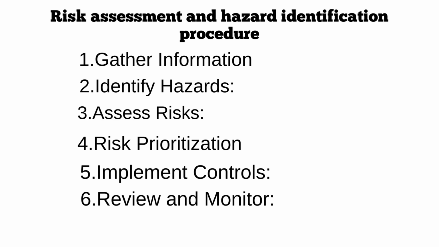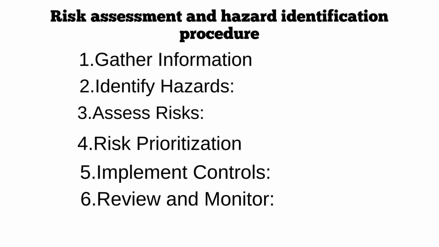As a first step, we need to gather information. Collect relevant information about the work at height activities, including nature of the work to be performed, location of work area, equipment and material to be used, environmental factors such as weather conditions, past incident reports or near miss related to similar activities should be collected in the first step, that is gathering information. The second step is identifying hazards.